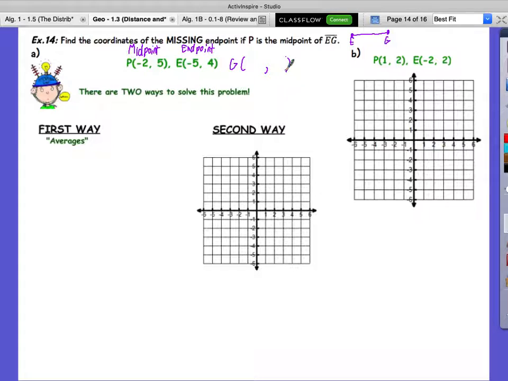Okay. So, we have 2 ways we can solve this. We'll first walk through our first one, which we're going to call averages. This is using the same formula we just got done using. So this is still using x sub m is equal to x sub 1 plus x sub 2 over 2. We're still going to use that same exact formula.